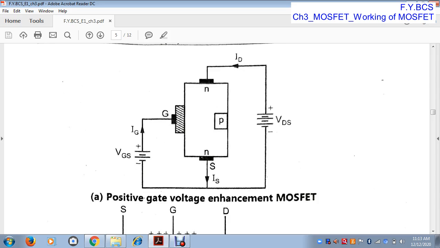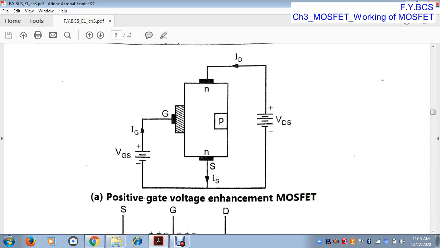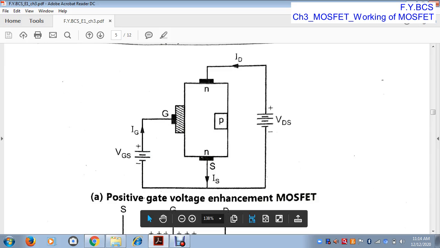Here we provide the gate to source voltage as positive. That means the positive terminal is connected to the gate terminal and the negative terminal is connected to the source terminal, because the source is N type, which is negatively charged. The negative terminal of the battery is connected to the N type and the positive is connected to the gate terminal. So this is the gate to source voltage.